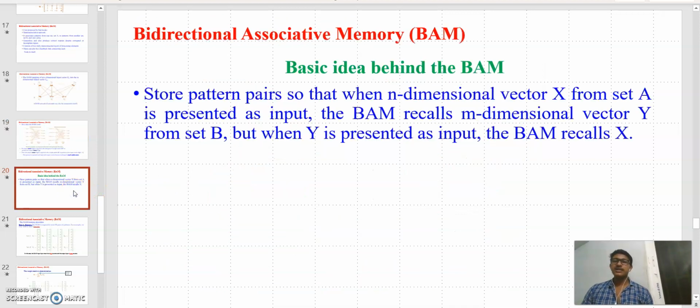The basic idea behind bidirectional associative memory is to store pattern pairs. It stores the pattern pairs so that when an n-dimensional vector x from set A is presented as input, the BAM recalls the m-dimensional vector y from set B. But when y is presented as input, the BAM recalls x.